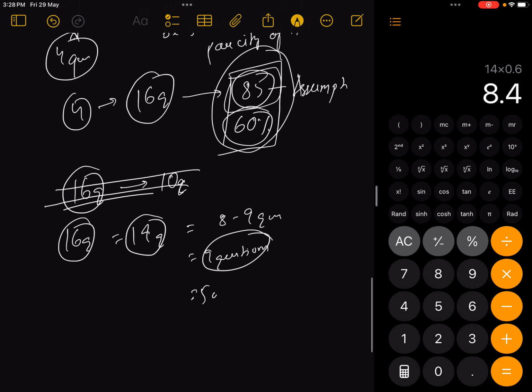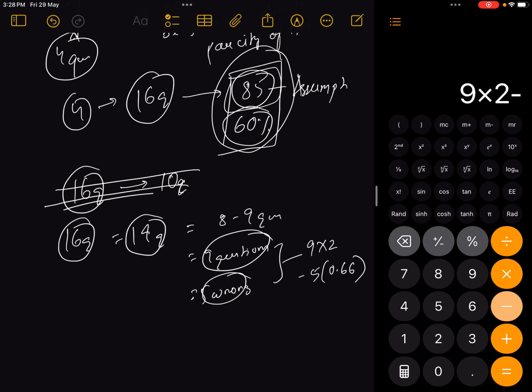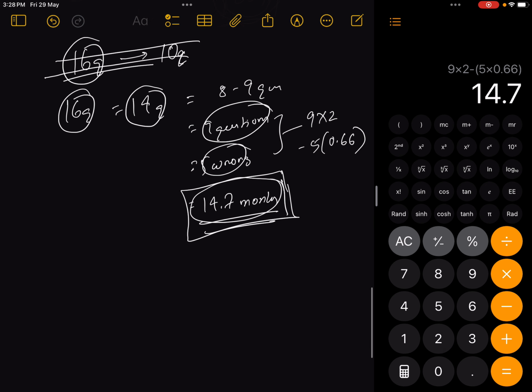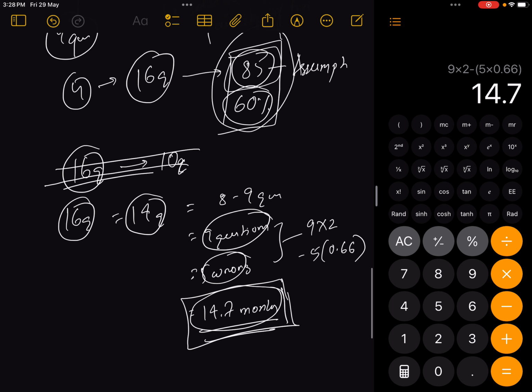9 correct, 5 wrong. That would give a net value of 9 into 2 minus 5 into 0.66. That would be 14.7 marks. So, due to paucity of time, people might have missed out on these 14.7 marks. And the length of the paper is really a factor while solving the questions.